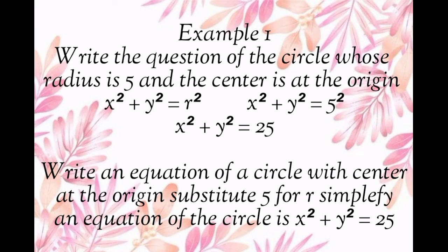Example number 1. Write the equation of the circle whose radius is 5 and the center is at the origin. X squared plus y squared equals r squared. X squared plus y squared equals 5 squared. X squared plus y squared equals 25. Write an equation of a circle with center at the origin. Substitute 5 for r. Simplify. An equation of the circle is x squared plus y squared equals 25.